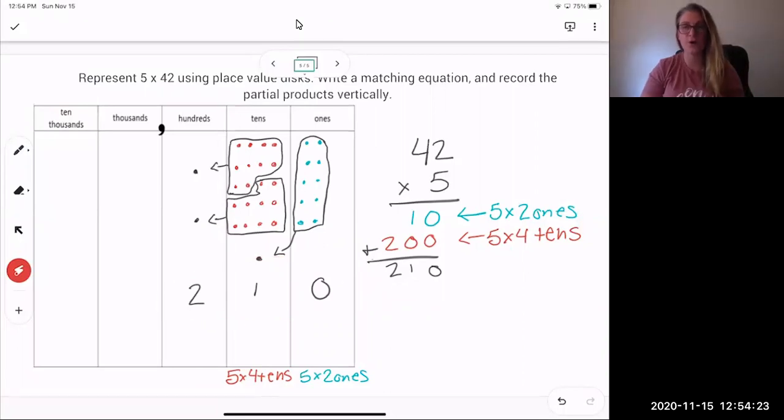Okay, for your work today, for your assignment today, I expect to see this type of thing going on here. So I'm expecting you to be showing your place value discs and your partial products for your answers.